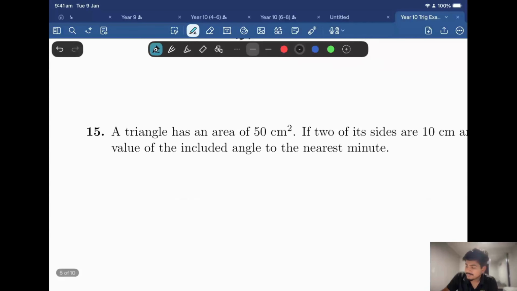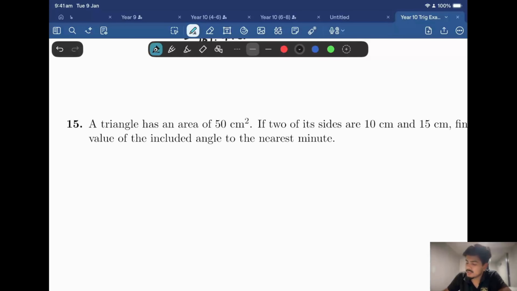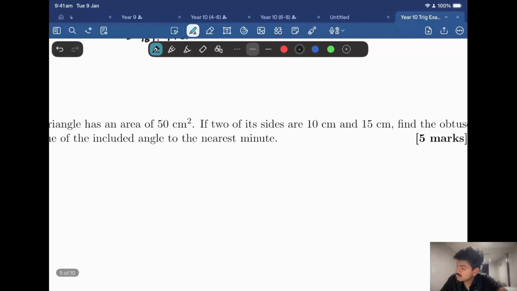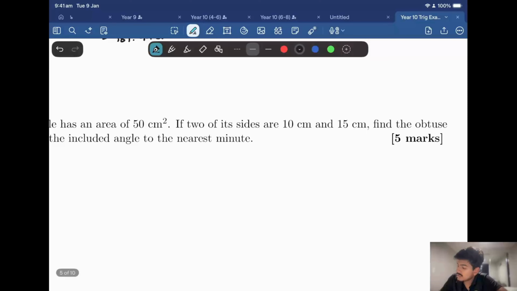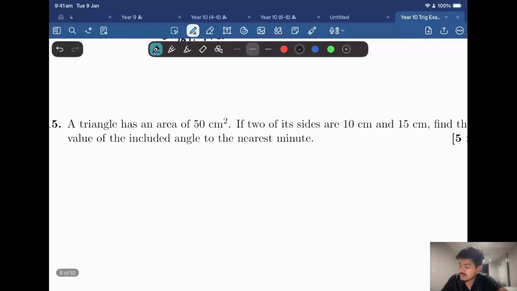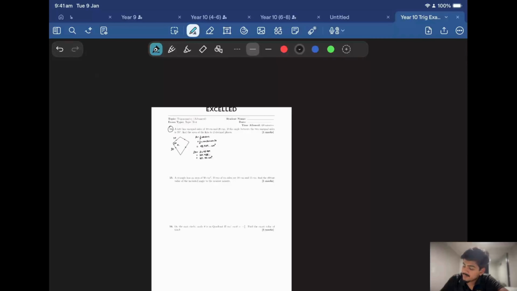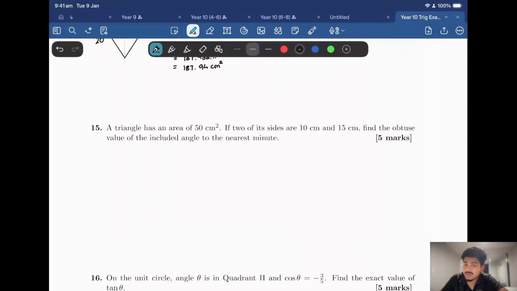Okay, next question. A triangle has area 50 centimeters squared. If two sides are 10 centimeters and 15 centimeters, find the obtuse value of the included angle to the nearest minute. First things first, we're going to draw the triangle out.